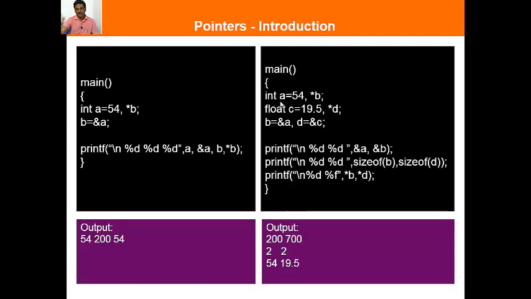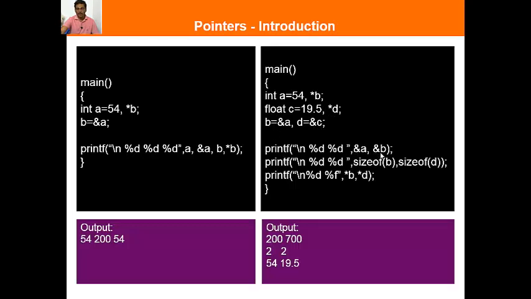The next program: integer a equal to 54, star b, float c equal to 19.5, star d, b equal to &a, d equal to &c. That is one integer variable, an integer pointer variable, a float variable, and a float pointer variable. b is an integer pointer variable, so here we assign the address of an integer variable. d is a float pointer variable, and we assign the address of a float variable.